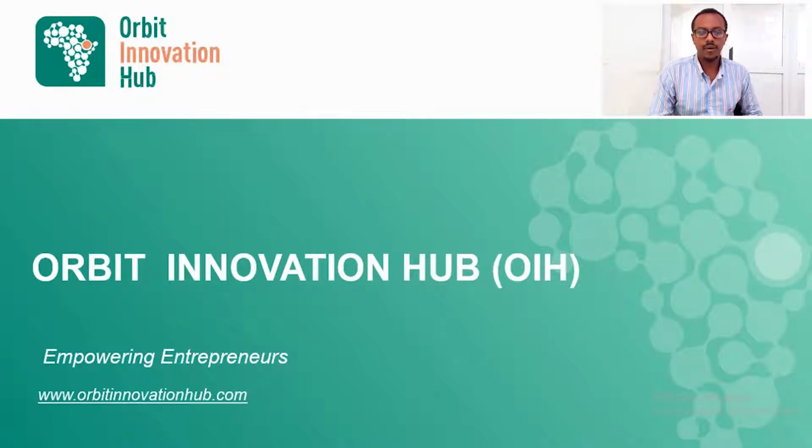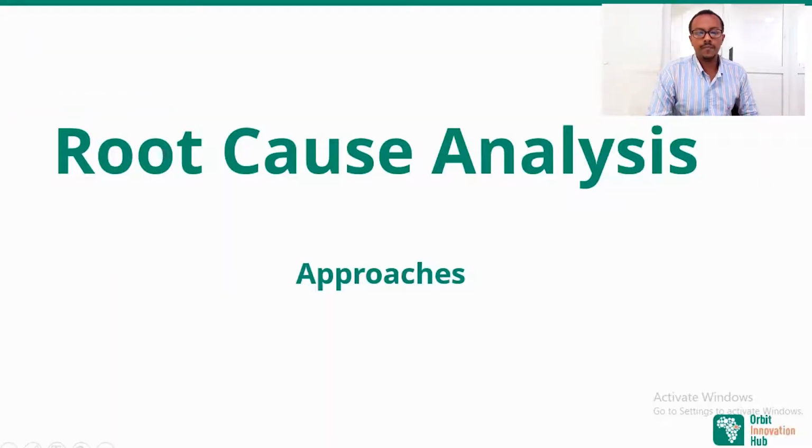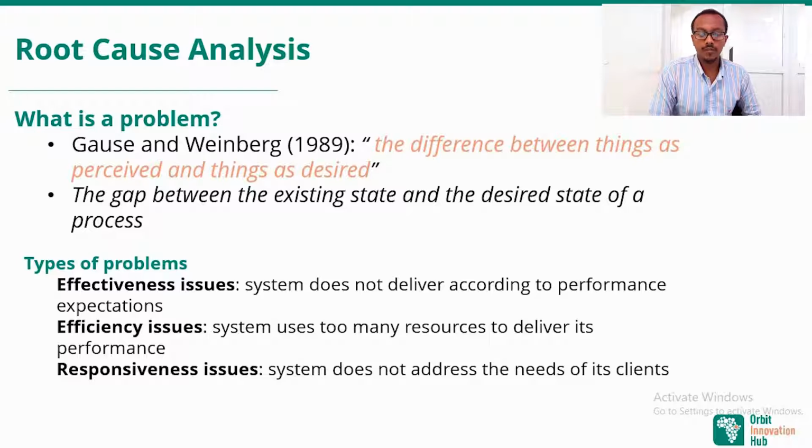Today, we're going to discuss root cause analysis and its approaches. So what is a problem? Let's start with the definition. Gauss and Weinberg in 1989 defined a problem as the difference between the things that were perceived versus the things that are desired. It can also be defined as the gap that exists between the existing state and the desired state.